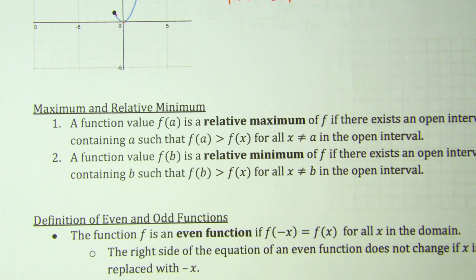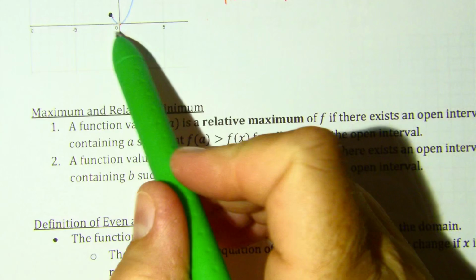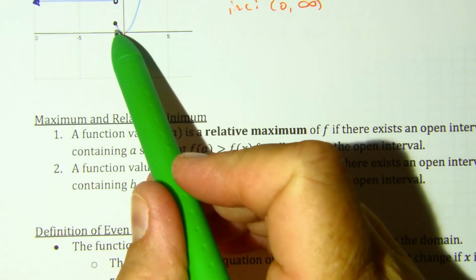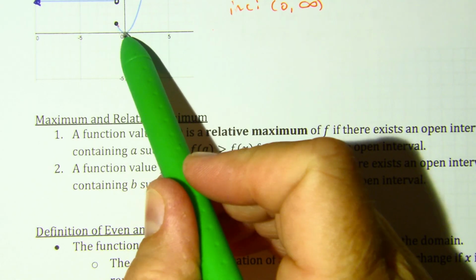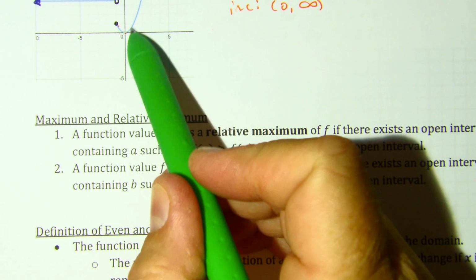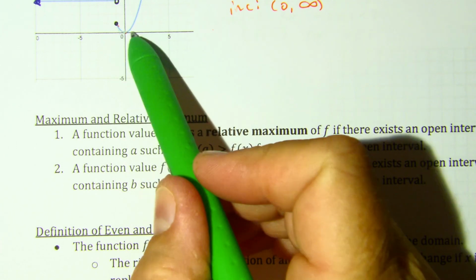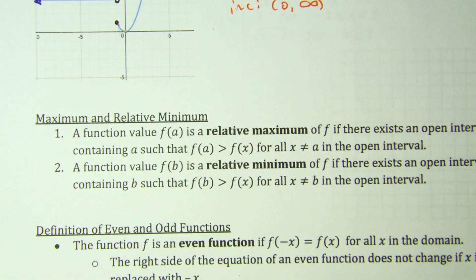So when we're talking about relative minimums and maximums, what we're looking at is values like what we're seeing in this last example, where everything around this point is above it. That would be a minimum value, because every other immediately neighboring point is above it.